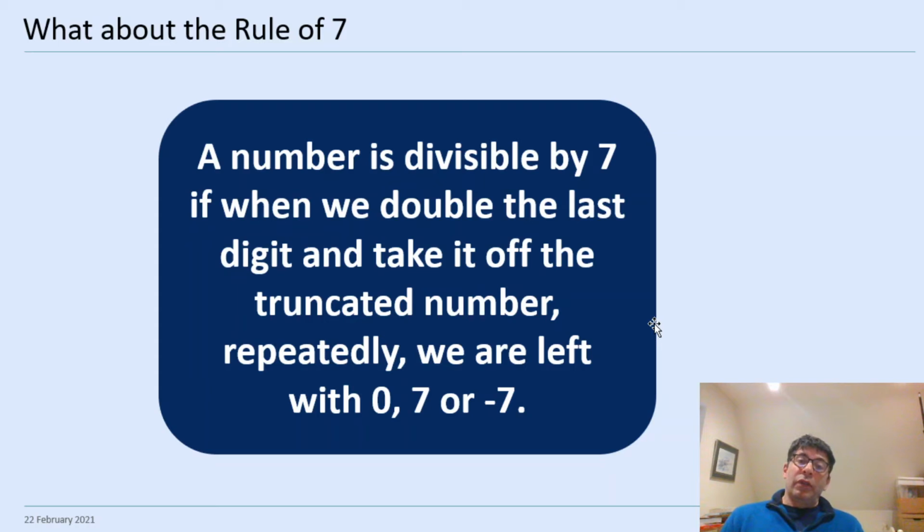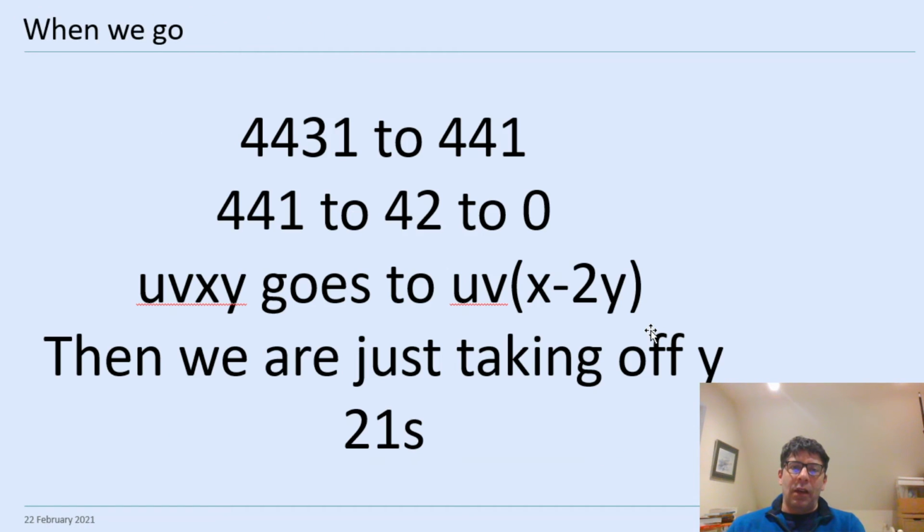Now let's think about the rule of 7. The rule of 7 is the most complicated, and personally I think it's easier just to divide by 7 than to use the rule. But still, let's look at the rule for completeness. So what the rule says is we start with a big number like 4,431. We double the last digit, so the 1 becomes a 2, and then we take that 2 off the truncated number 443. So we take that off to give us 441.